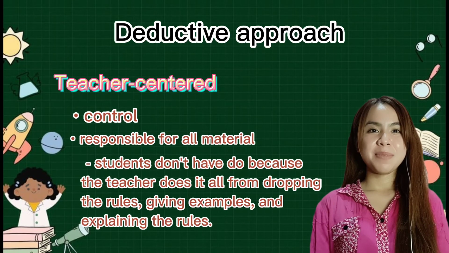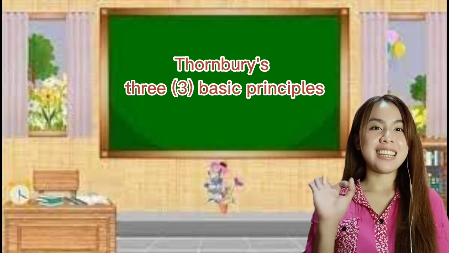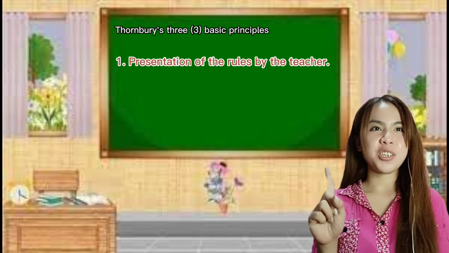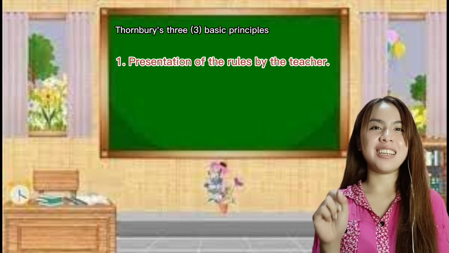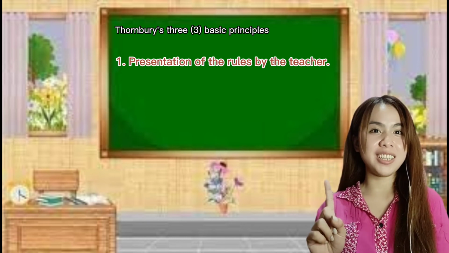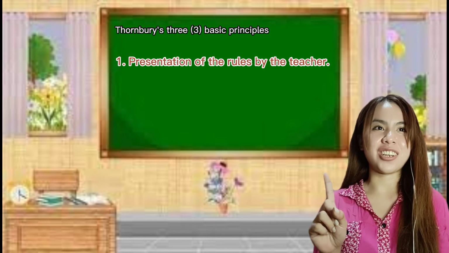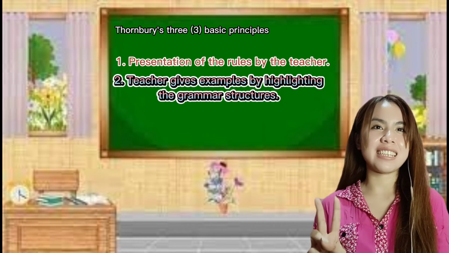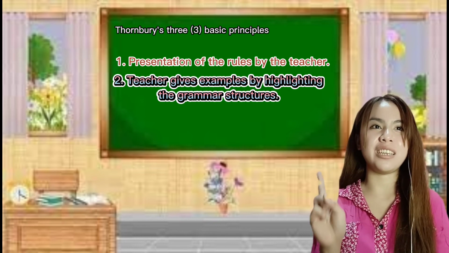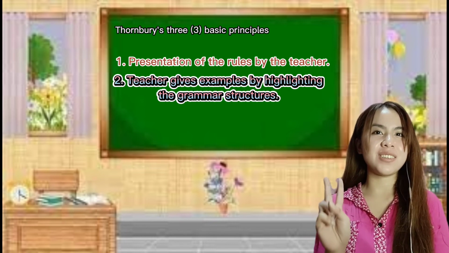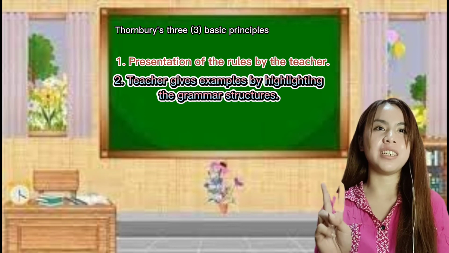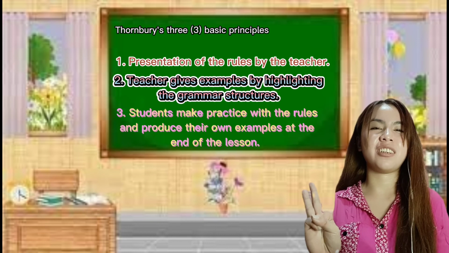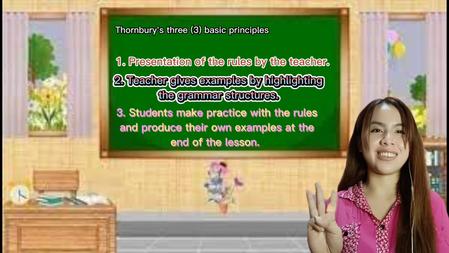To support this basis, Thornbury's three basic principles elaborate that, first, a teacher provides clear definitions and explanation of a certain grammar point or rule using a presentation. The next step is to provide or highlight examples of sentences where the grammar point is usually used, as a means of presenting the students with the most frequent usage of a rule in a certain context. Then students practice the rule, providing their own examples at the end of a lesson.